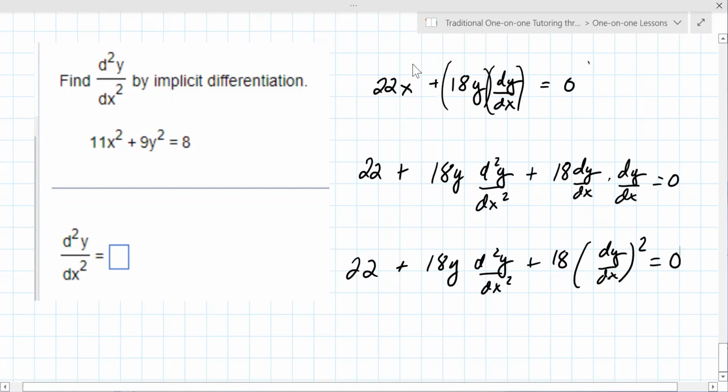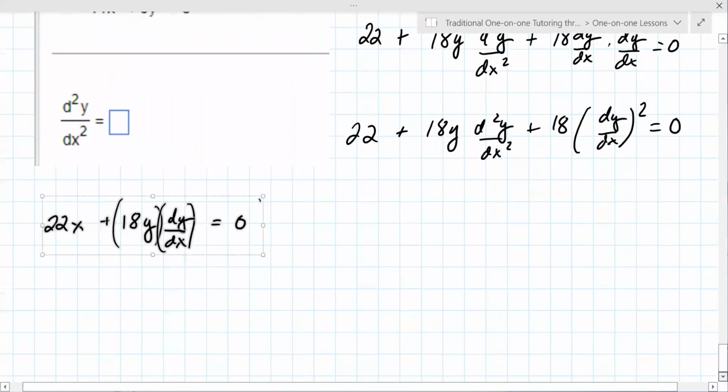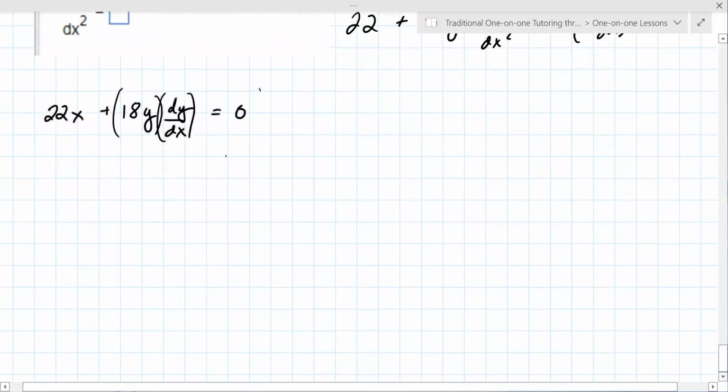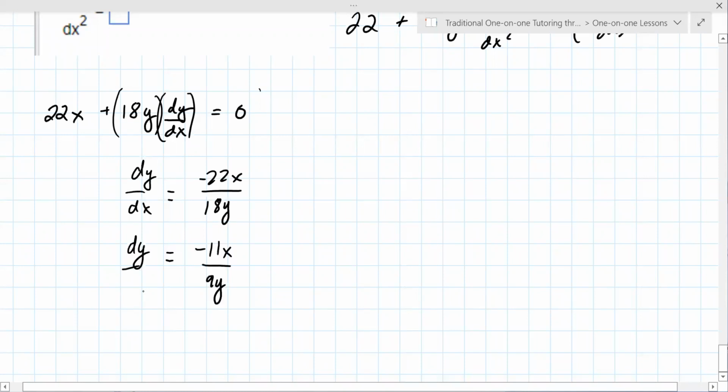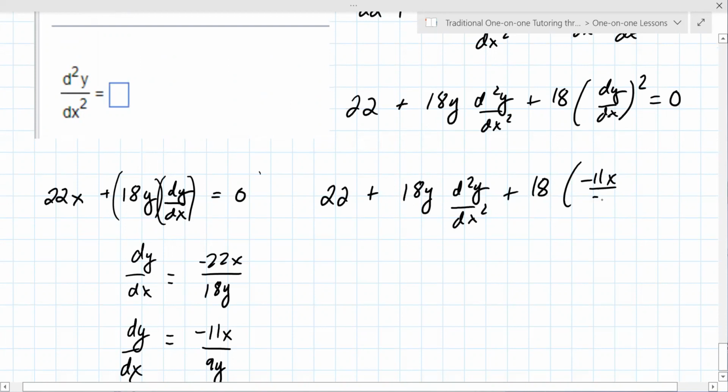So we have to go and solve this for dy/dx. You have to do that off to the side here. So I'll do that, and then we'll continue with this path over here. You're going to subtract 22x and divide by 18y. So dy/dx equals minus 22x over 18y. It is worth simplifying here: minus 11x over 9y. That is your dy/dx, and that is what is going to go into this formula for dy/dx squared. So it's 22 plus 18y d squared y over dx squared plus 18 times (minus 11x over 9y) squared.